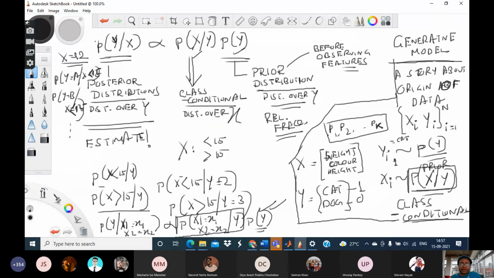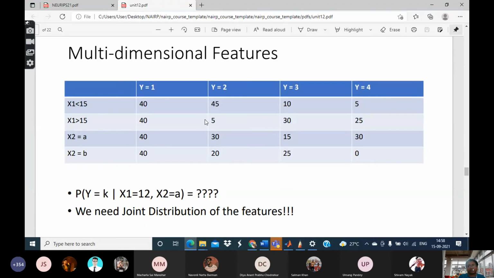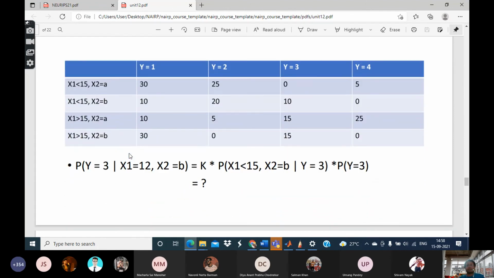So if it's a d-dimensional feature vector, it's a joint distribution over d random variables. Then the question will arise: how do I estimate this kind of a joint distribution? It turns out that you will have to estimate this again from the data. So let us say that this is what your data set looks like.